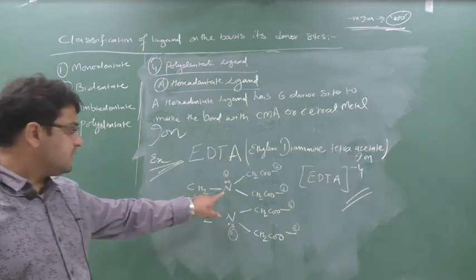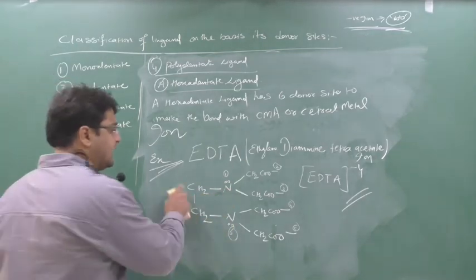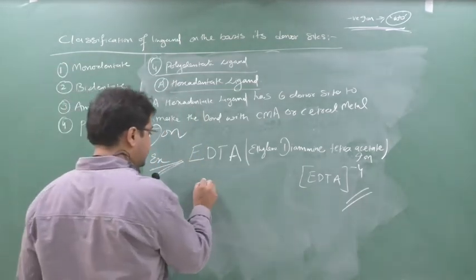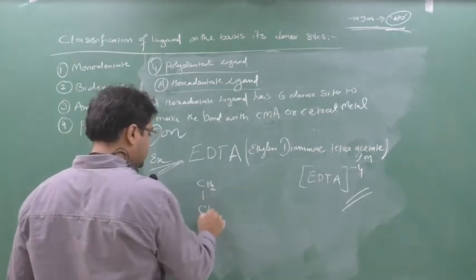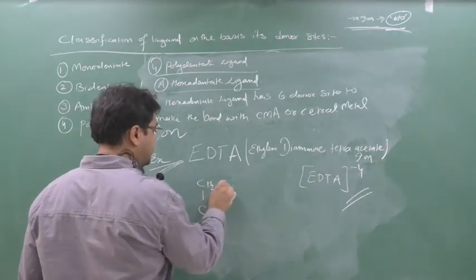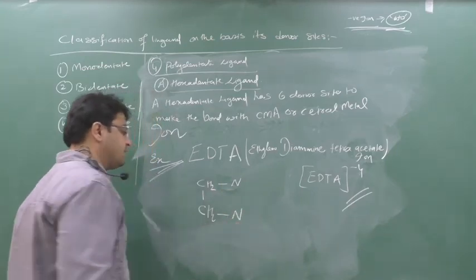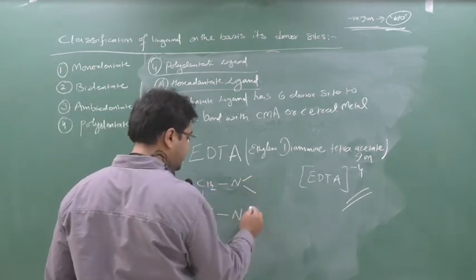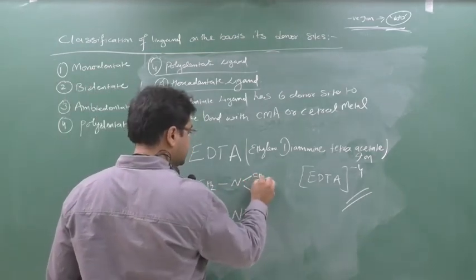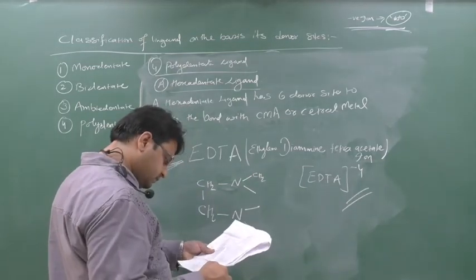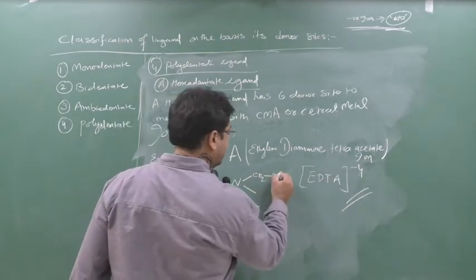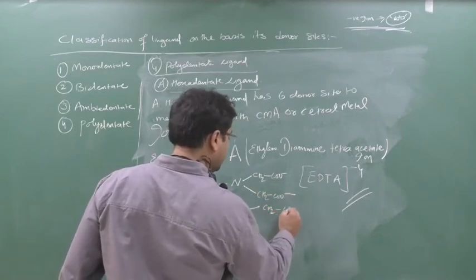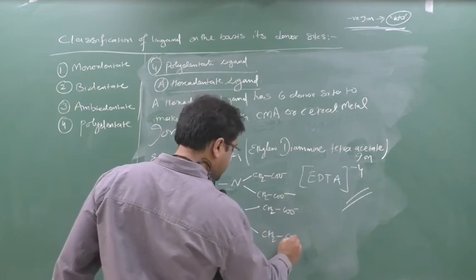Clear? See here. Understand once more. I will draw the structure. First you draw the ethylene diamine. You know this. See here, H2 ethylene. Now make a bond with amine, means nitrogen. Nitrogen has the capacity to make how many bonds? 3 bonds. So 1 bond is formed here, 1 bond here, 1 bond here, 1 bond here, 1 bond here. So CH2COO minus, CH2COO minus, CH2COO minus, CH2COO minus and CH2COO minus.